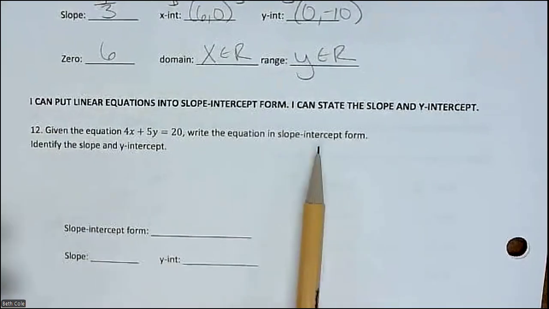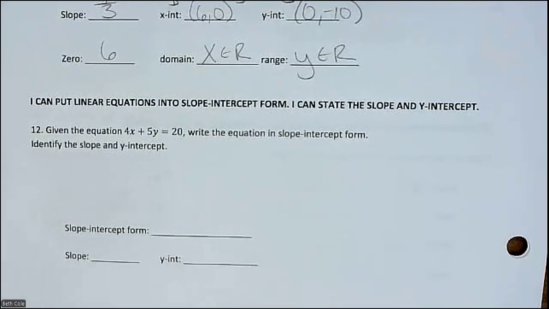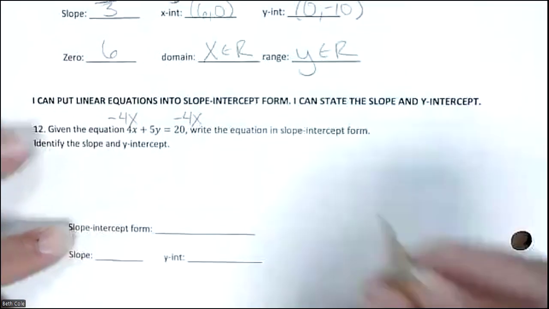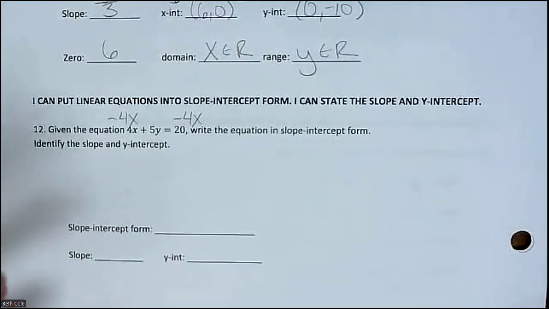All right, given this equation, write it in slope-intercept form, give the slope and y-intercept. First thing you have to do is minus the 4x over. You're just moving it to the other side.